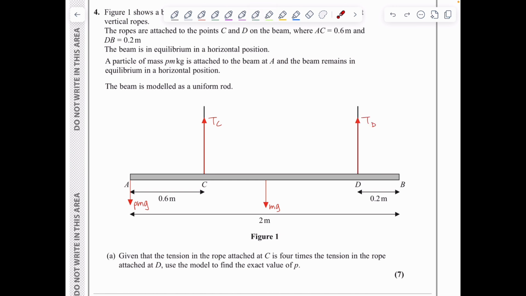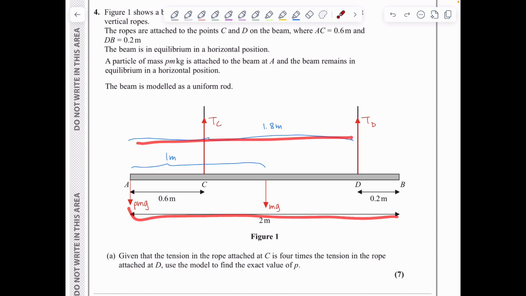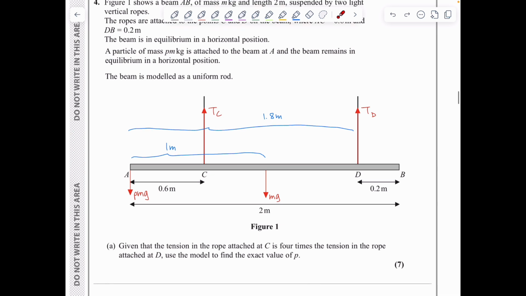I'm planning on taking moments about A. So the distance of C from A is 0.6. The distance of the center of mass mg from A is 1 meter. And the distance of D from A is 1.8 meters. I simply did 2 meters minus 0.2 meters.